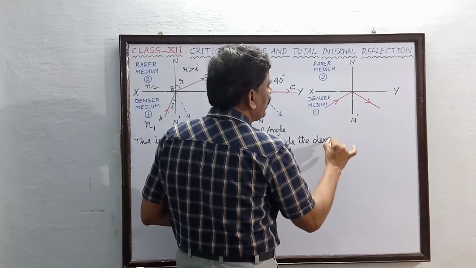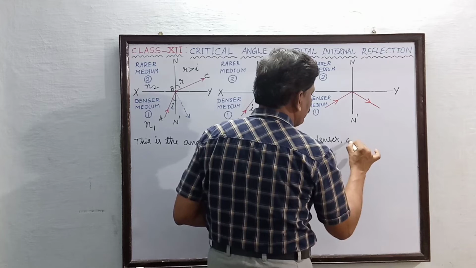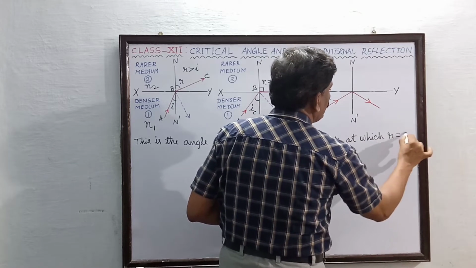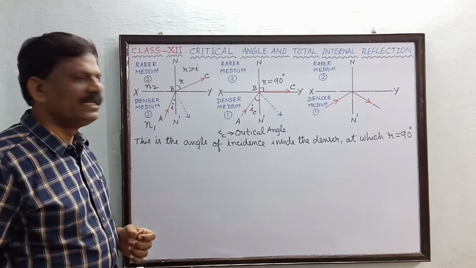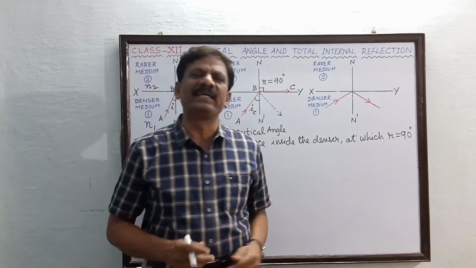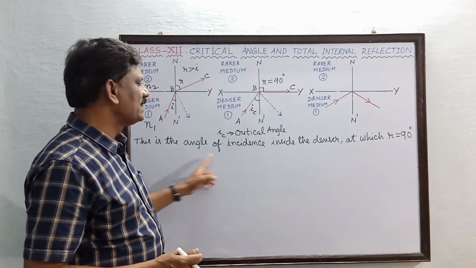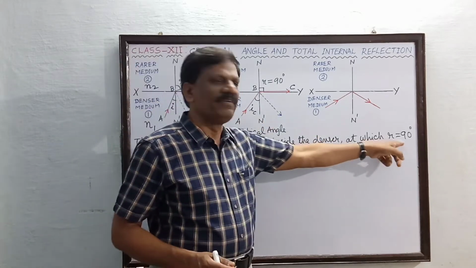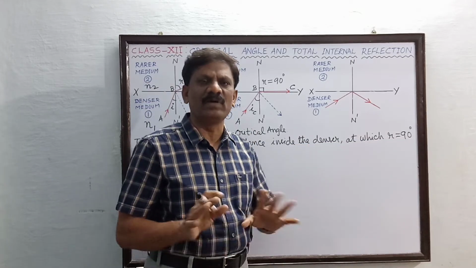What is special at this angle? At which R is equal to 90 degree. Angle of refraction is equal to 90 degree. So in the examination, if you are asked to define critical angle, you have to write this statement. Critical angle is defined as the angle of incidence inside the denser medium at which the angle of refraction is equal to 90 degree. A short definition you write. Full mark will be given.